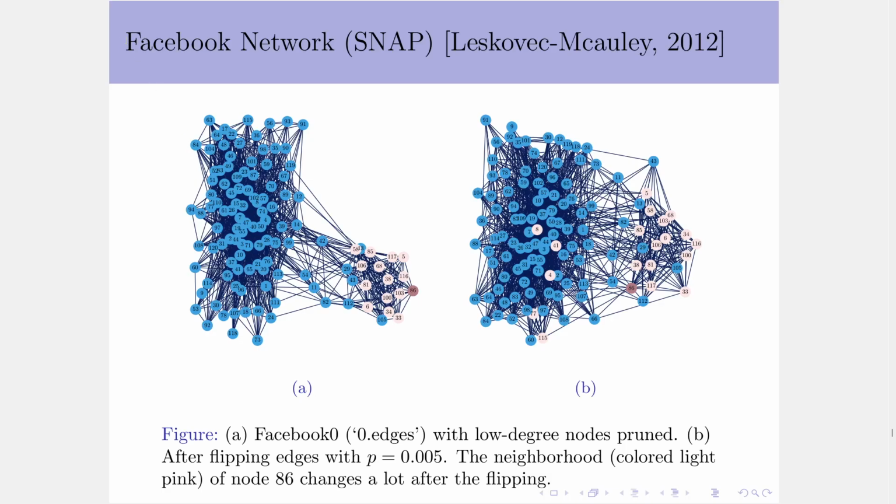Now we test our algorithm on different real networks obtained from the SNAP database by Leskovec and Macaulay. Here we show a Facebook graph, which is 0.edges in their files, where we prune nodes of degree less than 10. After pruning, we are left with around 120 vertices, and we can see that there is a very clear two clustering of the graph. We show on the left the graph and on the right the graph after flipping.